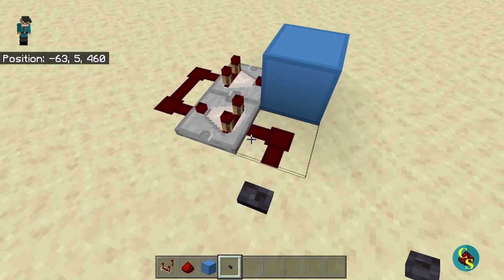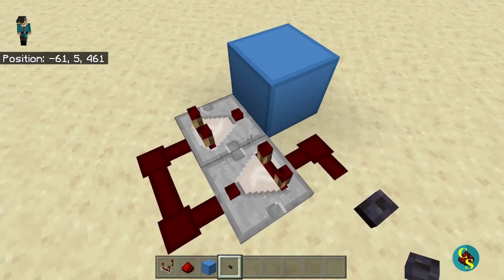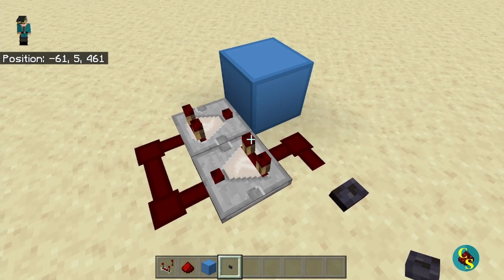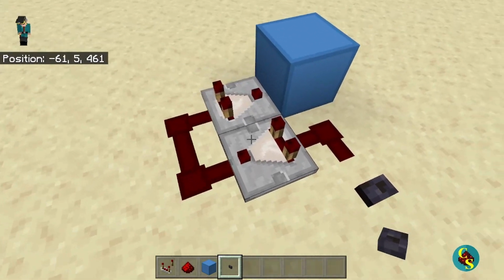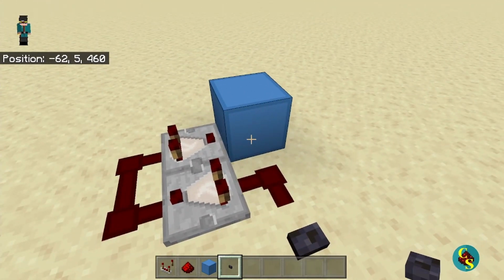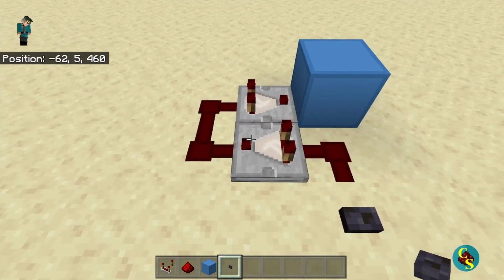Now that we have covered the main functions of the comparator, we are going to look at some of the circuits you can make with a comparator. This circuit we have right here is a pulse extender, also known as an ABBA gate. The pulse extender does pretty much exactly what it sounds like it does.